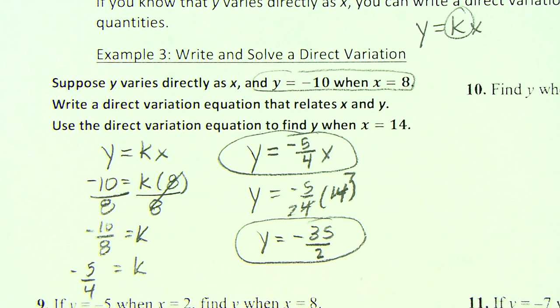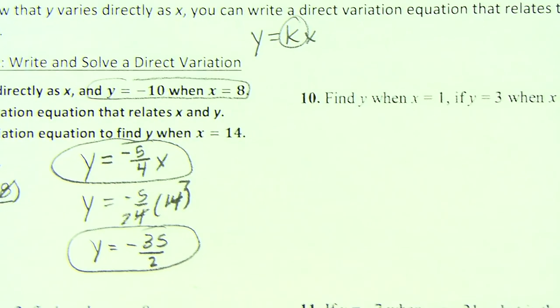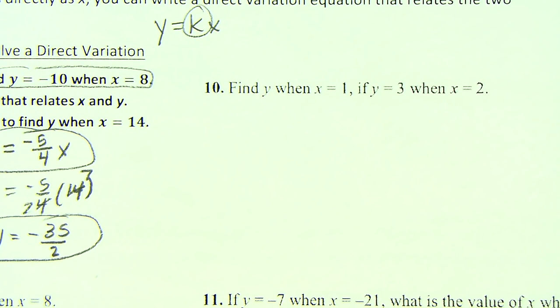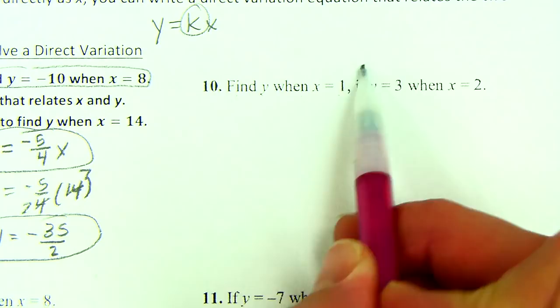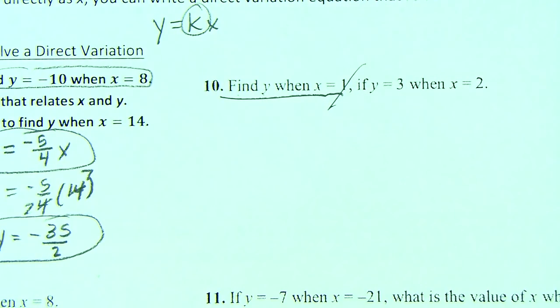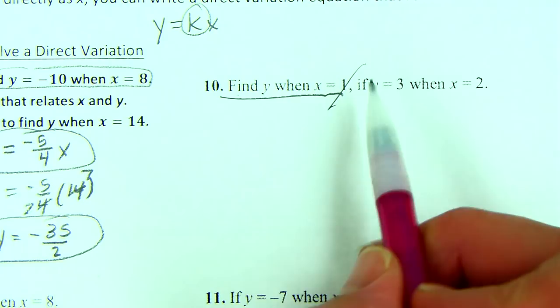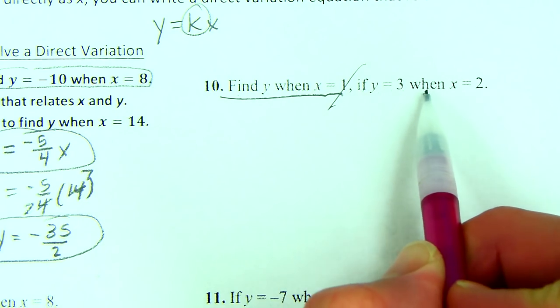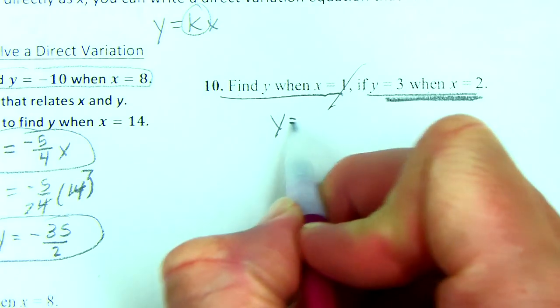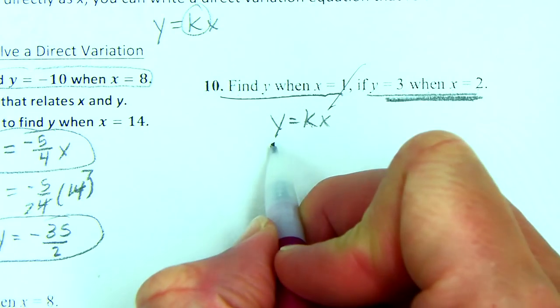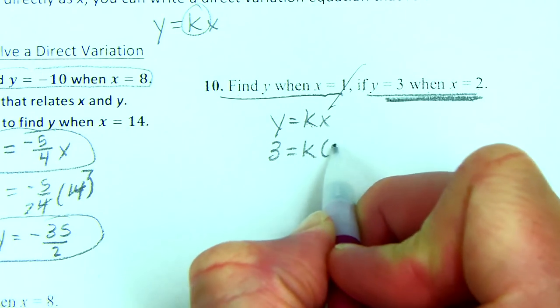Okay? So 10 is the same type of question without all the wording, but be careful. Notice this one, they kind of flip it around. They said, find y when x is 1. Well, we'll get to that, but we've got to write our equation first. Notice if y is 3 when x is 2, these two go together. So y equals kx, or 3 equals k times 2.